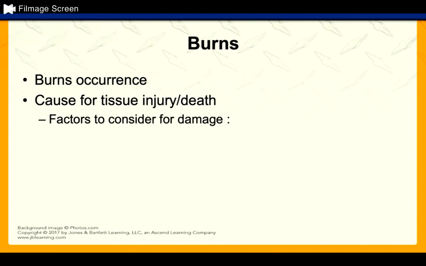And this depends on several factors. It could be the intensity of the heat. It could be the duration of contact that you have with that source of heat. And also another important factor is the thickness of the skin. Different parts of our body have different levels of thickness of the skin. So if you remember back to your anatomy class, depending on the area, there could be 4 or 5 layers of cells in the epidermis.